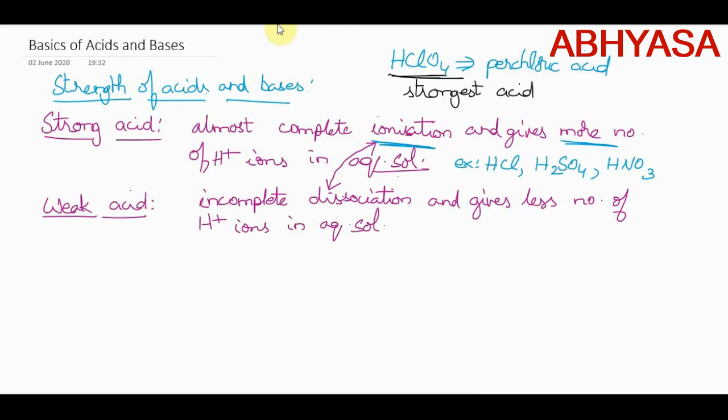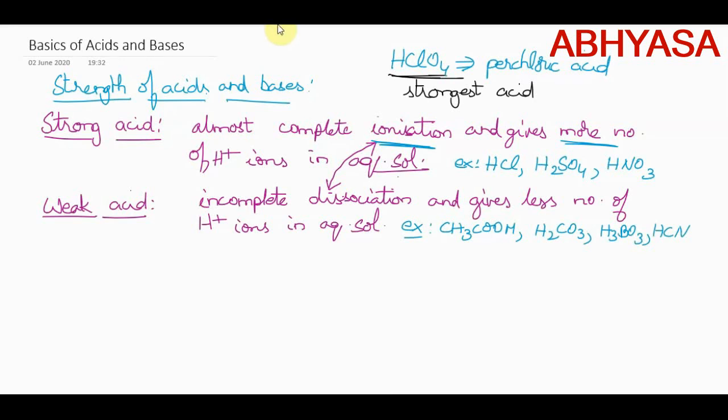So what is weak acid? Any acid which undergoes partial ionization and gives less number of H plus ions in aqueous solution, that is a weak acid. And now the examples will be acetic acid, carbonic acid, boric acid, then hydrogen cyanide, and so on. So these are some of the examples of weak acid.